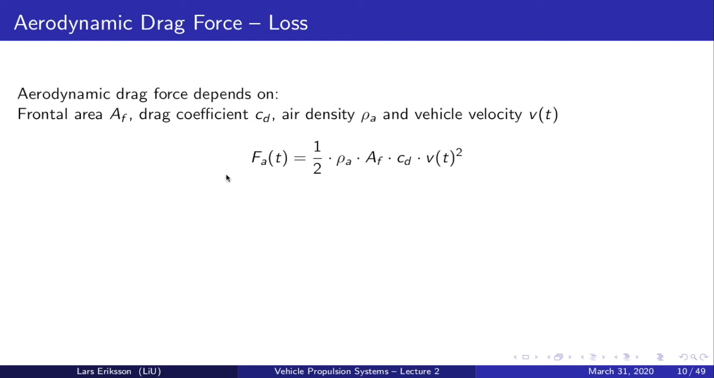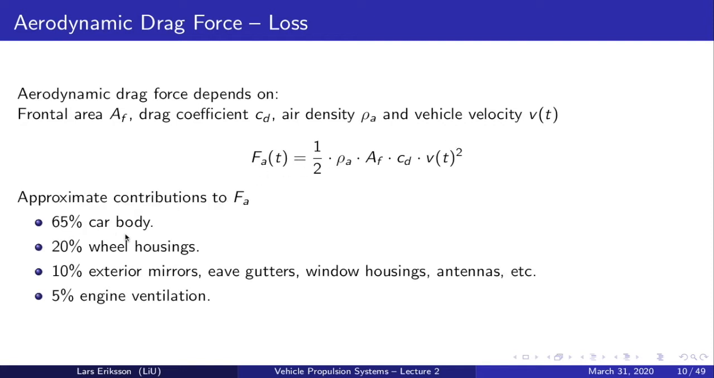Air drag, you should recognize the formula from basic high school physics, where we have 1/2 times the density of the air times the cross section of the body times a drag coefficient, and the drag coefficient is related to how well the vehicle is designed with respect to streamlines over the body, and then we have the velocity squared. Approximate contributions to this air drag are that 65% comes from the car body, 20% from wheel housings, about 10% from exterior mirrors, eave gutters, window housings, antennas, etc., and about 5% from engine ventilation.